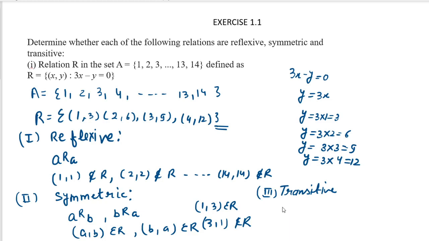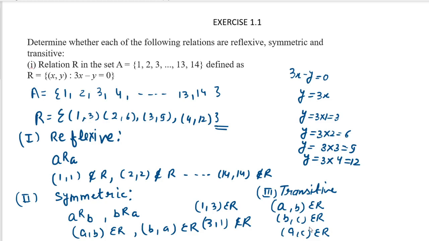So for this part, children, if A comma B belongs to R and B comma C also belongs to R, then if A comma C belongs to R, then I can say this is the transitive relation.